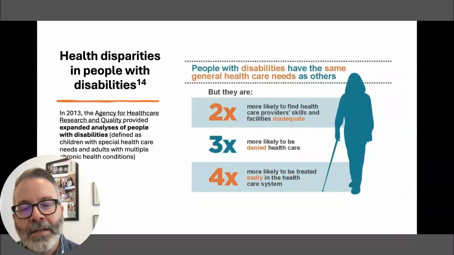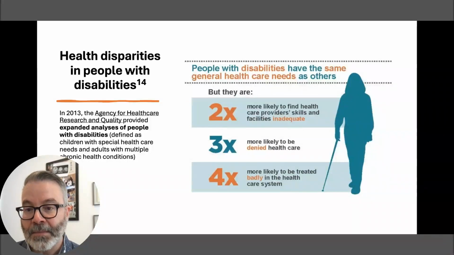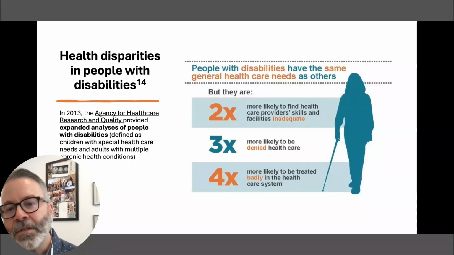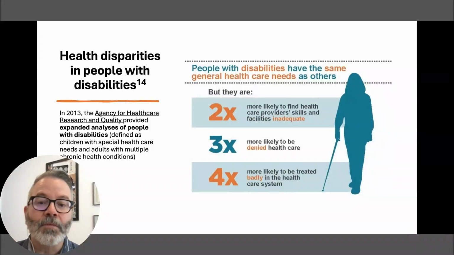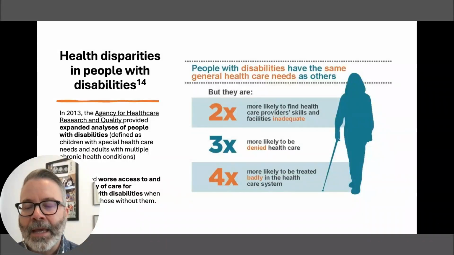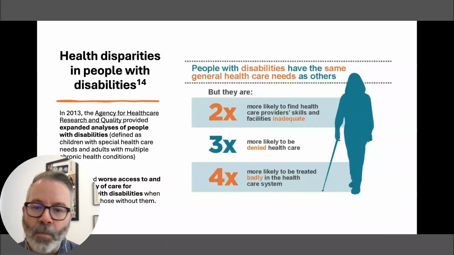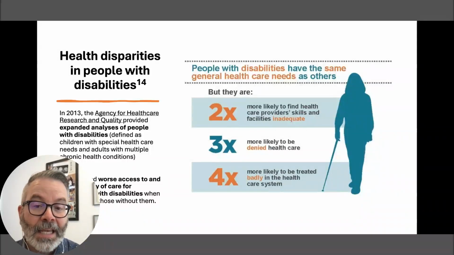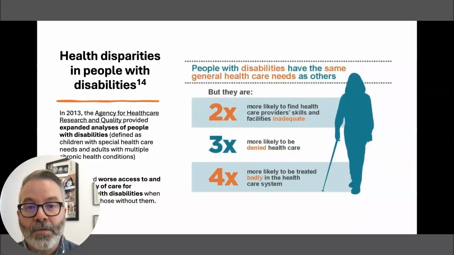In 2013, the Agency for Healthcare Research and Quality provided expanded analysis of people with disabilities, and they defined those individuals as children with special healthcare needs and adults with multiple chronic health conditions to be more inclusive. And the report highlighted worse access and lower quality of care for individuals with disabilities, even when we compare it to those without them.